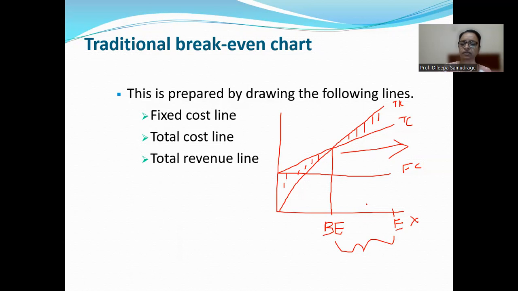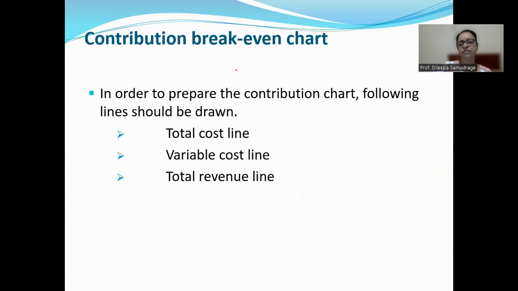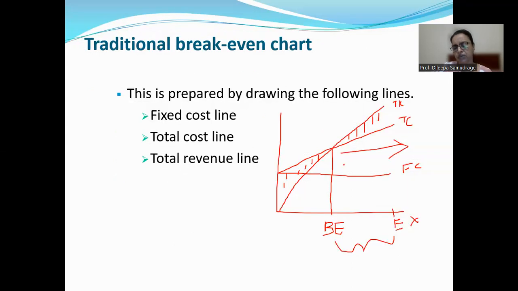Under the traditional chart, you have to draw these lines, right? Then the contribution break-even chart. I told you that in marginal costing and CVP analysis, contribution is the central concept. But you can see that using this graph you cannot show contribution. Why can you not show contribution in this graph? Why?